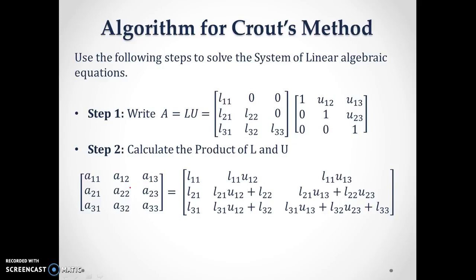On the left-hand side, I have written A in expanded form. So A is A11, A12 and A13, etc. Since this matrix is equal to this matrix, it means A is equal to L times U, and therefore by equality I get that A11 must be equal to L11, A12 must be equal to L11 into U12, and so on. For example, I can also write that A32 is equal to L31 times U12 plus L32.